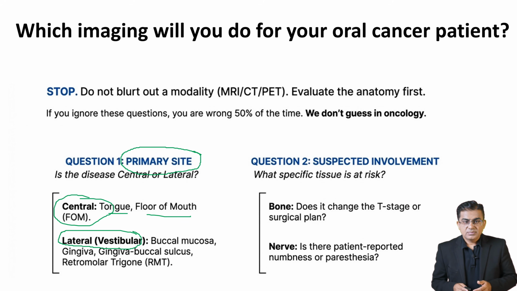Second question, what are you suspecting in this patient based on history and oral examination? Are you suspecting bone involvement that will change your T stage and change your surgical plans? Or are you worried about whether a nerve is involved, when your patient says he feels numbness or paresthesia in some part of his face? If you ignore these 2 questions and order a scan randomly, CT or MRI or PET CT, you are just guessing. And we don't guess in oncology.